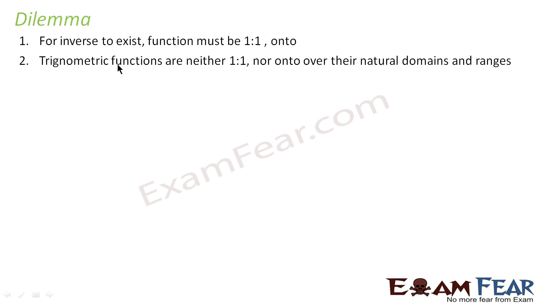But we know that the trigonometric functions, on their natural domain, please note, on their natural domain and range, are neither one-one nor onto. But we have to find inverse trigonometric functions. How can we do? We can't. We have to do something to make sure that the trigonometric function is one-one and onto. Why do we want that? Because we want to find the inverse trigonometric function. You got the dilemma, right? For an inverse to exist, the function has to be one-one and onto. But we are saying that trigonometric functions are neither one-one nor onto. But still we want to find inverse trigonometric functions.